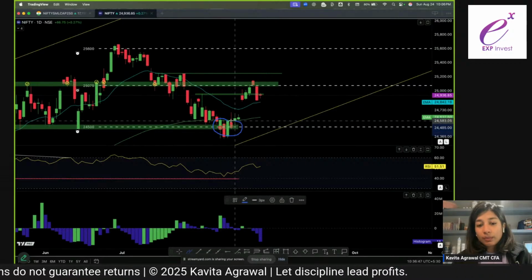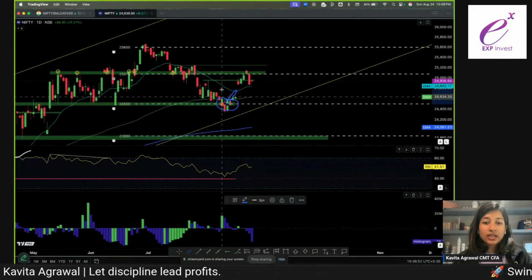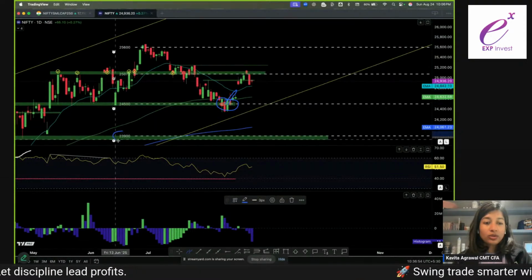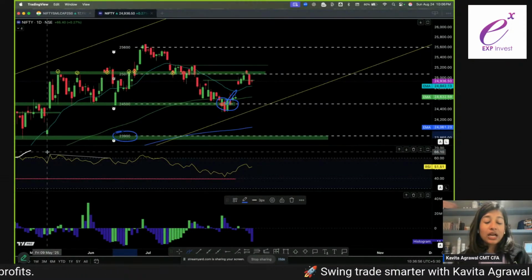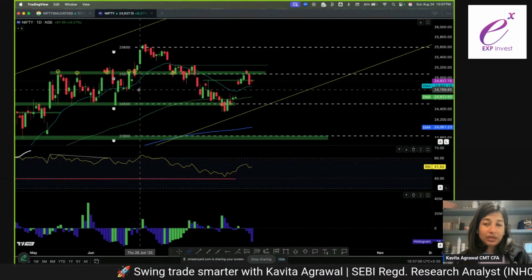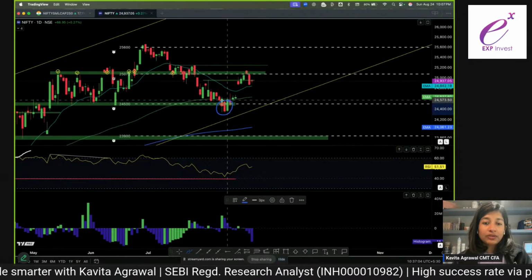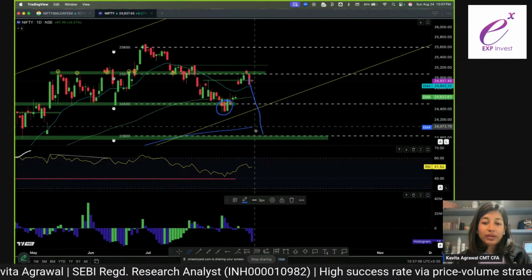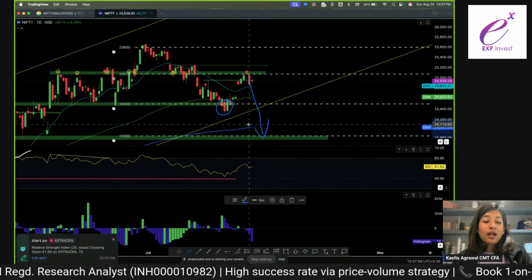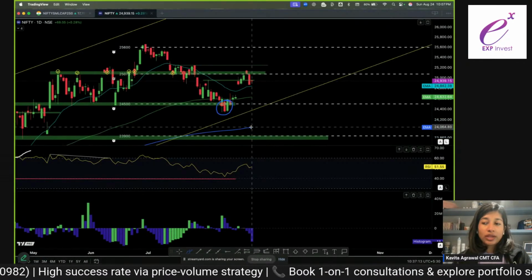Before this support was taken and before this rally actually started, we discussed multiple times that there is a very good chance that 23,900 is the level that might be tested by the markets. And if this support gets breached again, then we can expect 23,900 to be retested, which wouldn't be surprising considering this blue line also that is present here.